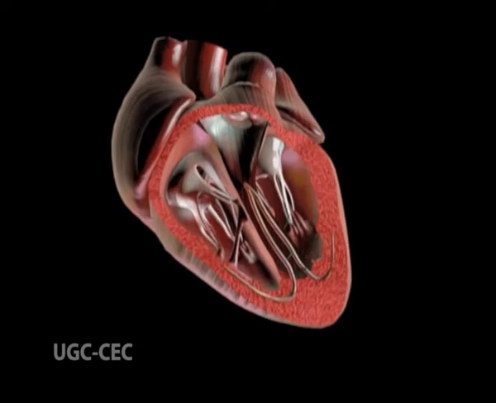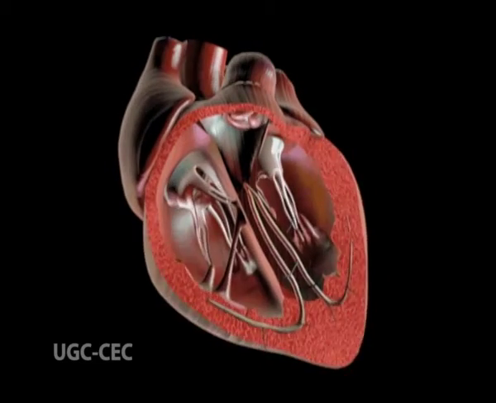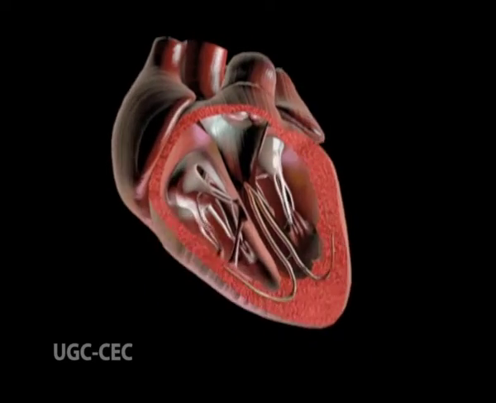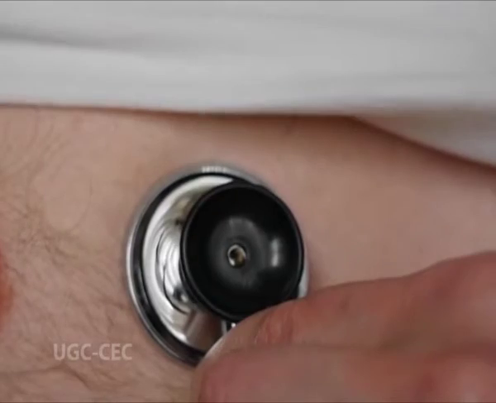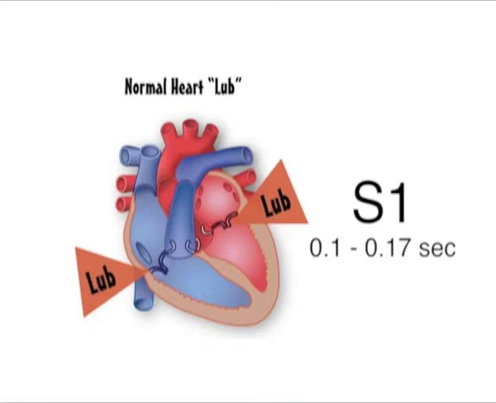The closure of the heart valves produces heart sounds. One of the simplest methods of assessing the heart's condition is to listen to it using a stethoscope. In a healthy heart, there are only two audible heart sounds called S1 and S2. The first heart sound is S1, which is the sound created by the closing of the atrioventricular valves during auricular contraction and is normally described as lub, lasting about 0.1 to 0.17 seconds.